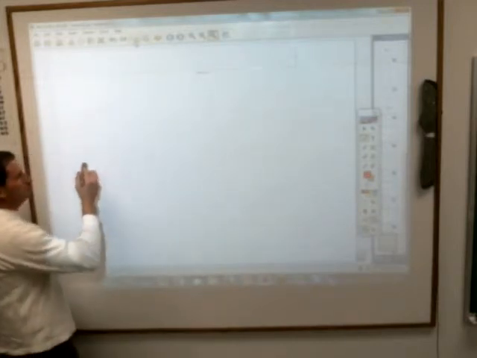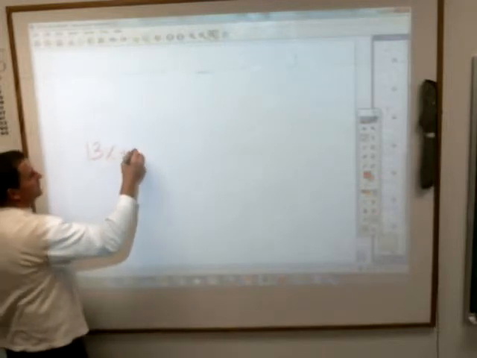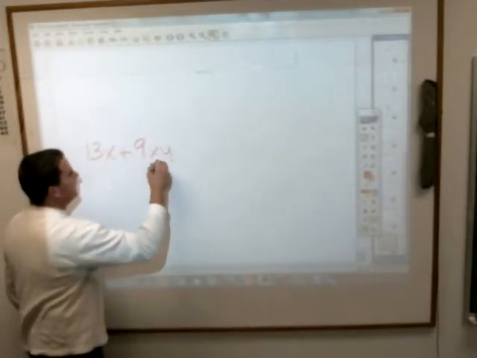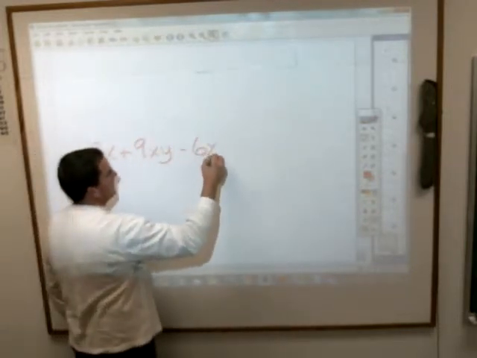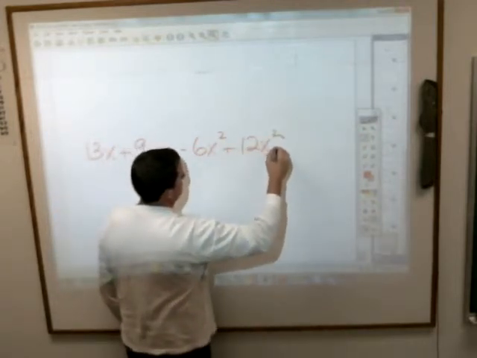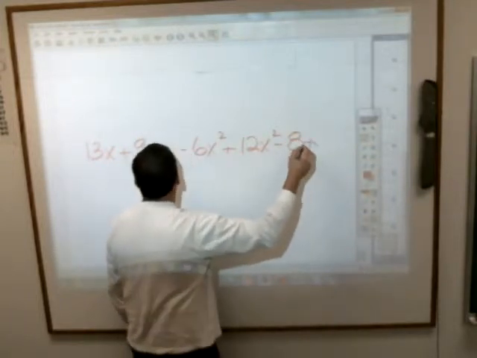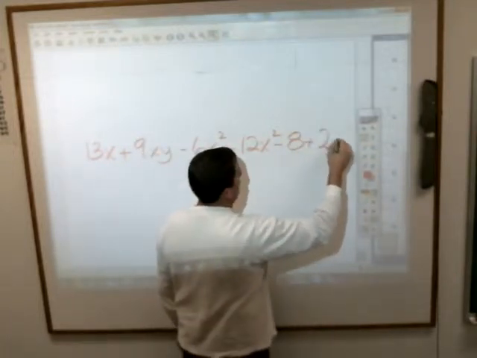You do this problem for me. Let's say I have 13x plus 9xy minus 6x squared plus 12x squared minus 8 plus 2xy.